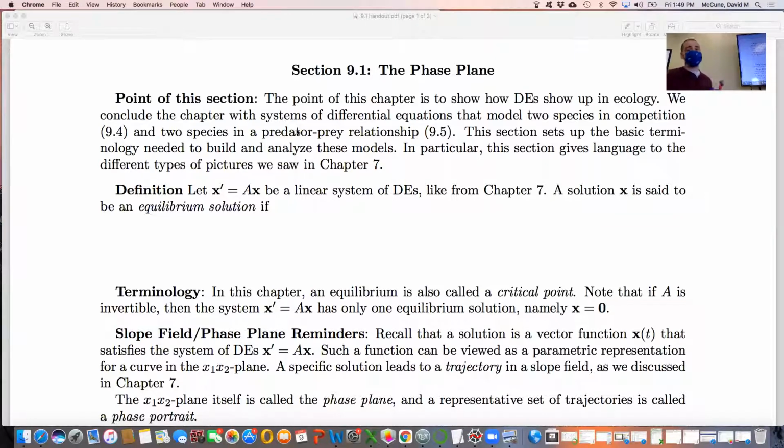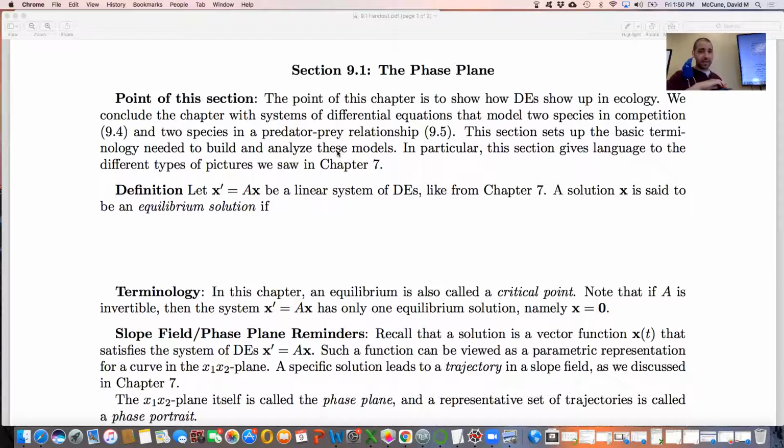Okay, so now let's dive into chapter 9. The point of chapter 9 is to take what we did in chapter 7 and study ecology with it. By ecology, I just mean some basic predator-prey models or competing species models. The class is not going to suddenly turn into a biology class, but we can at least dip our toes in that water and do a little bit of ecology, a little bit of biology modeling.